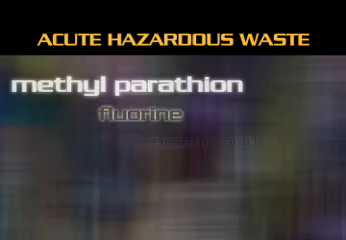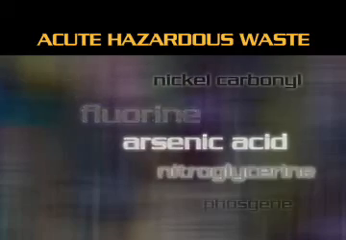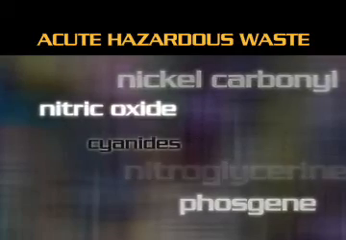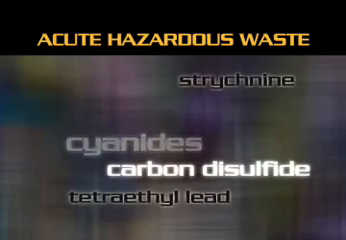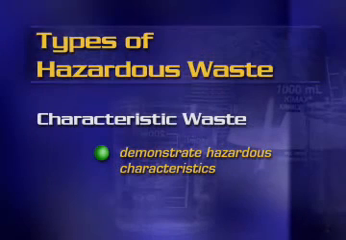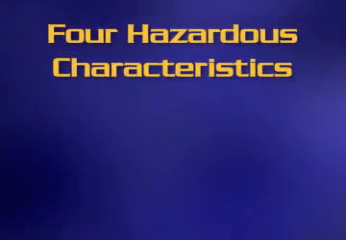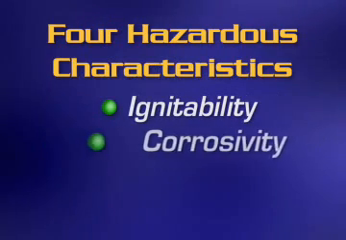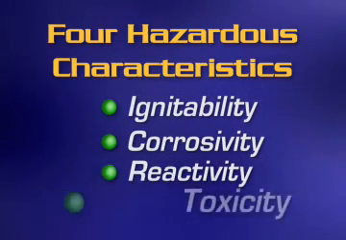Some listed wastes are so dangerous that they are called acute hazardous wastes. A very small amount of these wastes can cause considerable harm to human health or the environment. The other primary class of wastes, characteristic wastes, includes wastes from any source that demonstrate any of several hazardous characteristics. The EPA publishes standardized test procedures that define 4 hazardous characteristics: ignitability, corrosivity, reactivity, and toxicity.